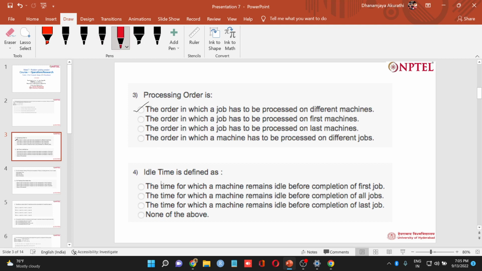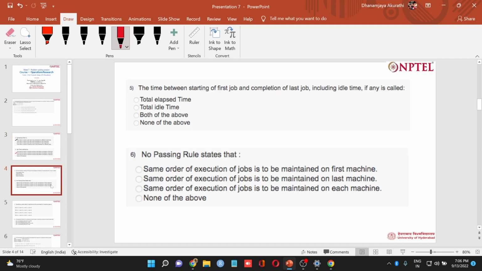And idle time means the time for which a machine remains idle before completion of all the jobs. Our main purpose is to complete all the jobs on the different machines; if a machine remains idle, that time is known as idle time. The time between the starting of the first job and the completion of the last job, including any idle time, is called the total elapsed time.